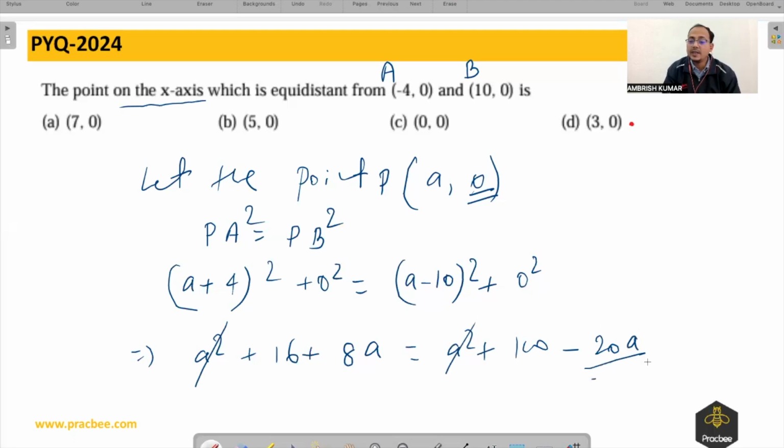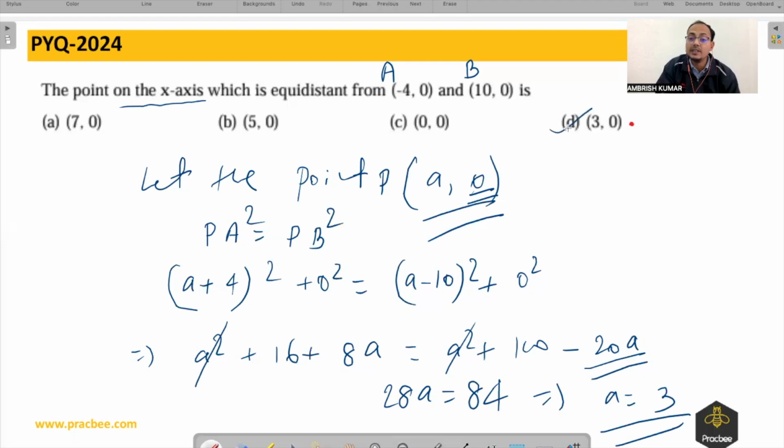The negative 28a, take it on the left hand side. That gives you 28a equals 100 minus 16, that is 84. So a is going to be 3. If a is 3, the required point is (3, 0). So D is the correct option.